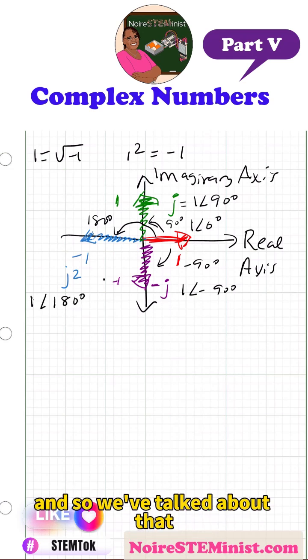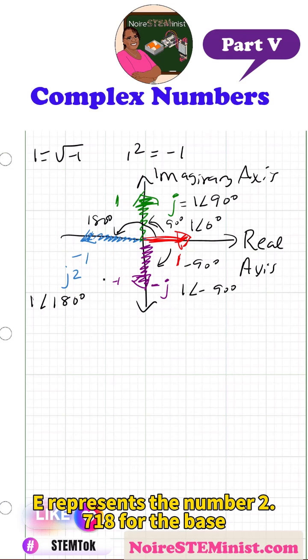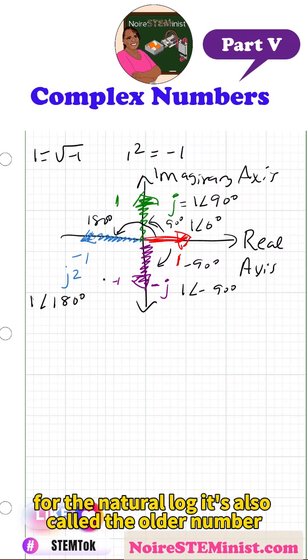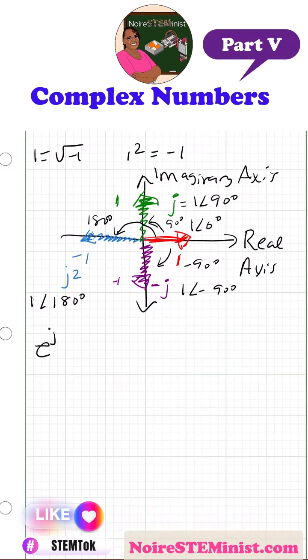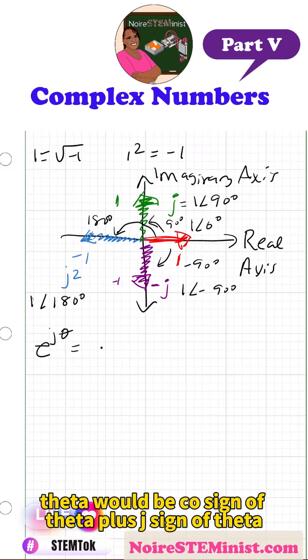And so we've talked about that E represents the number 2.718, or the base for the natural log. It's also called the Euler number. And so we have, by definition, E to the J theta would be cosine of theta plus J sine of theta.